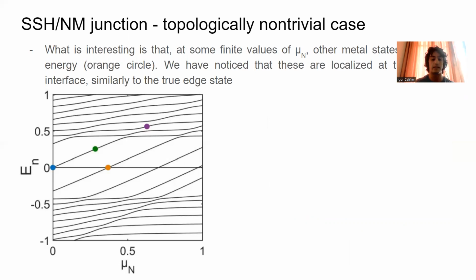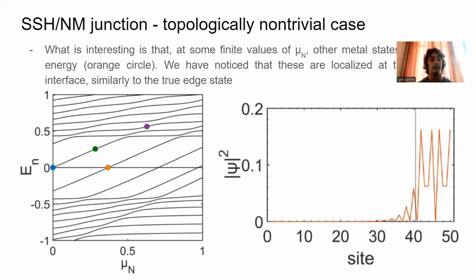We have observed that this state has characteristics that are similar to the true edge state. This orange state we are henceforth calling the fine-tuned state. You can see that it is localized at the interface between the SSH and the normal metal, and also that it is localized at the even sites. What I have presented is the topologically non-trivial case, where initially we already had a topological edge state, which was the blue circle.